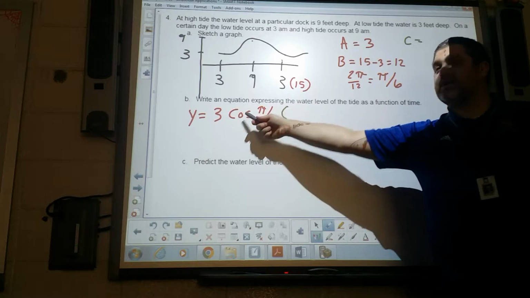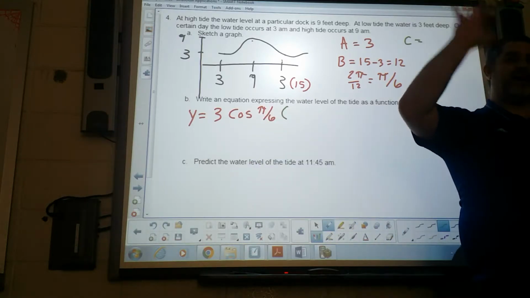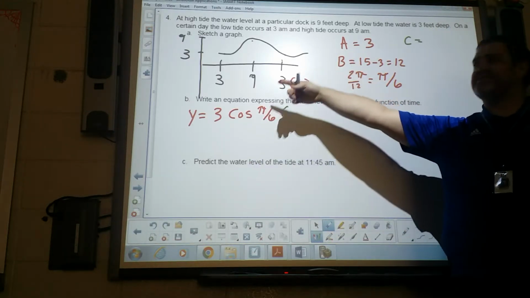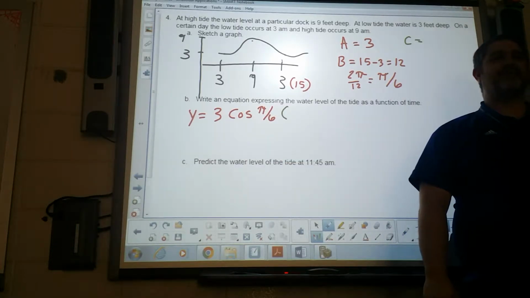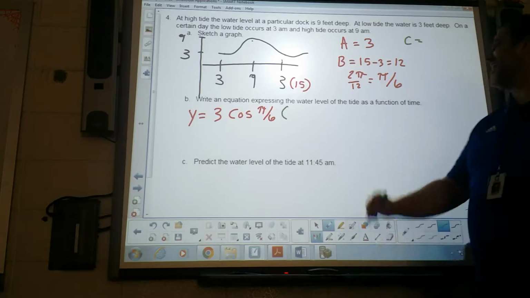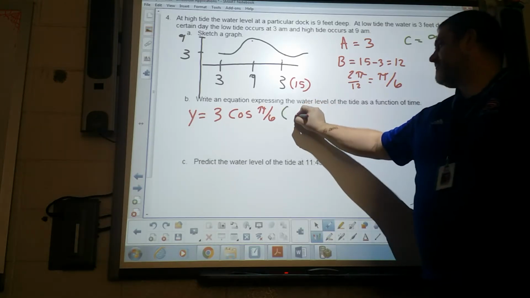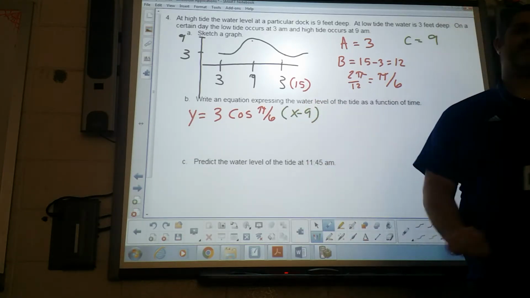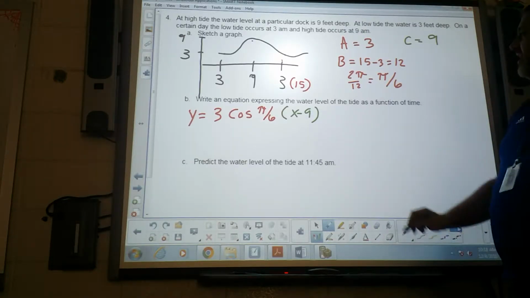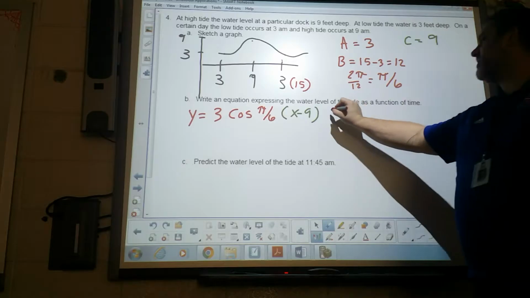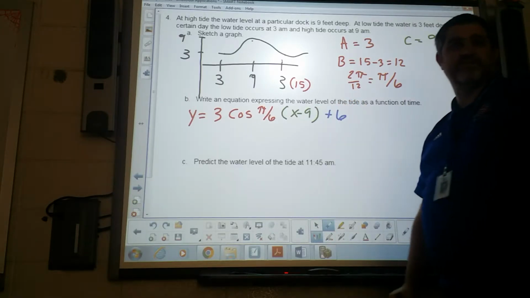For the C value, we said it was cosine. Alex, where does cosine start? At the top, which would be which value, Alex? The 9. And then 9 plus 3 is 12. We'll get a D value of 6.